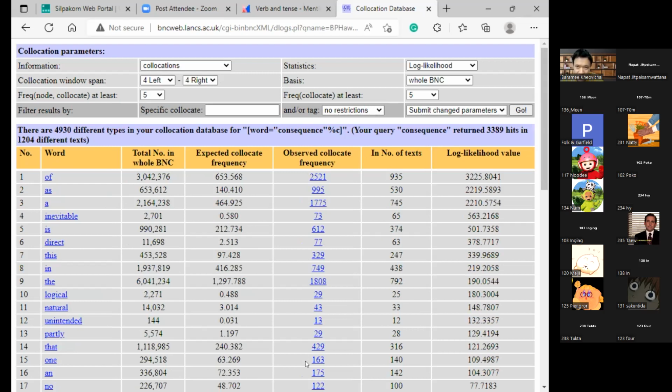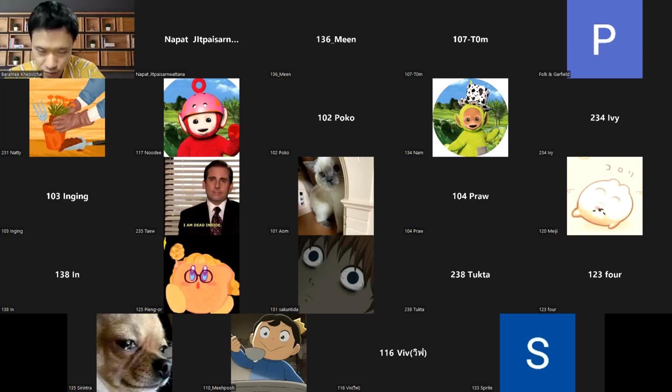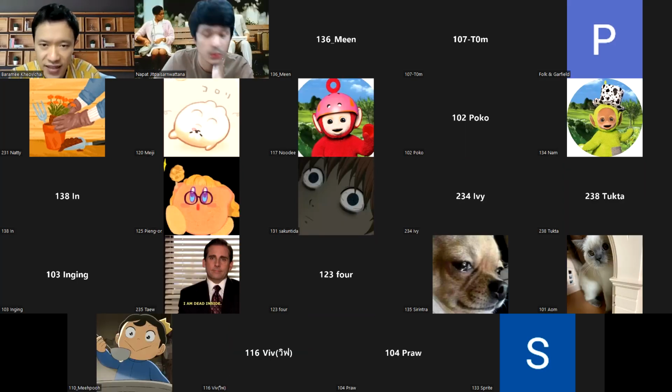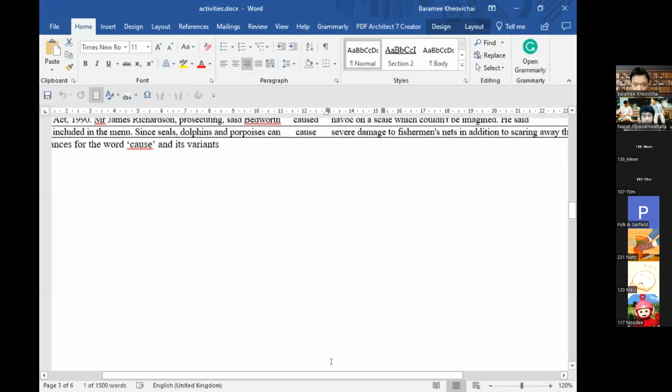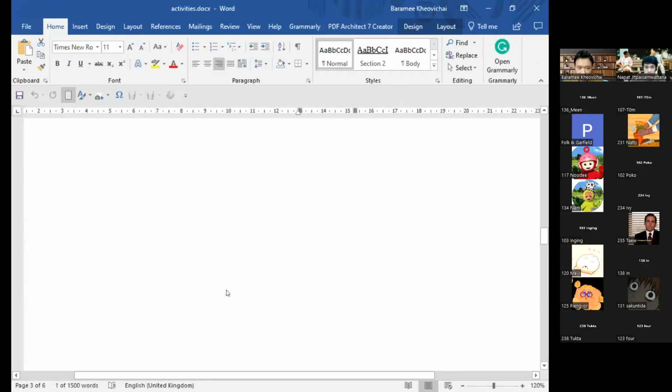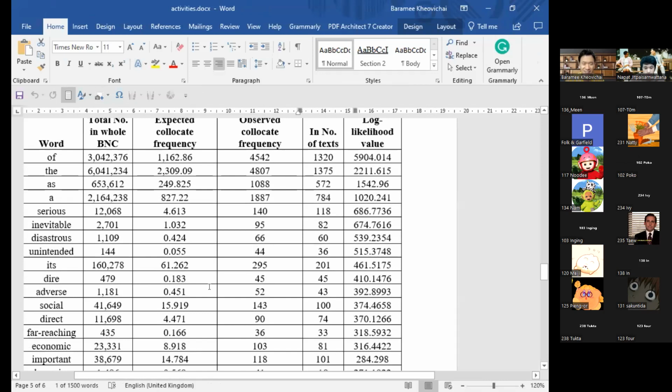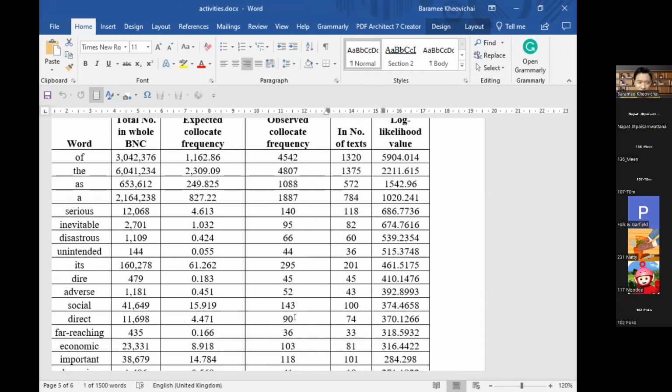Now I have an activity for you to do. Well, actually, I don't think we have time for the activity because we might need to take a break soon. That's fine. In that case, let us take a look at the collocation list of the word consequence that we mentioned. We mentioned that at the beginning, right? About collocation of consequence, what they are and how you find them.